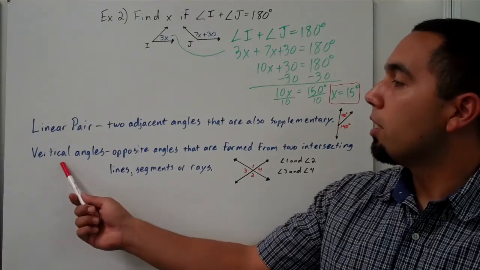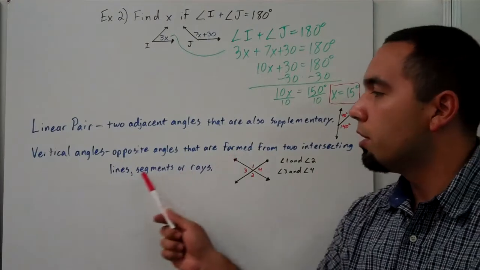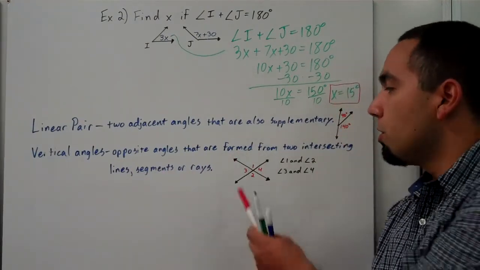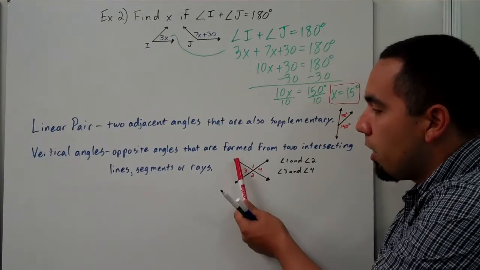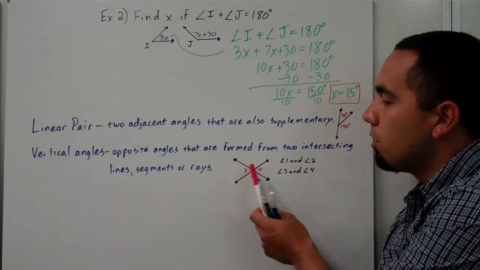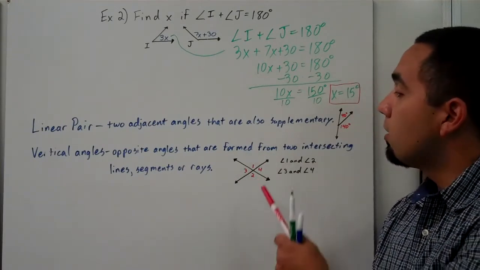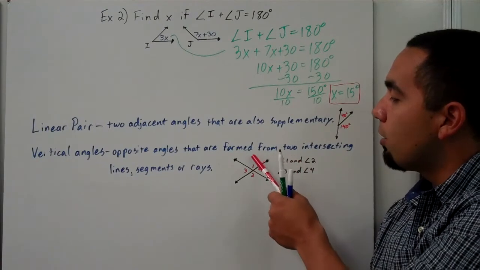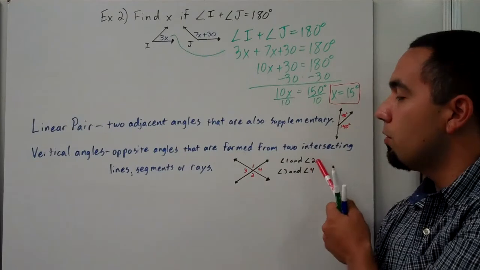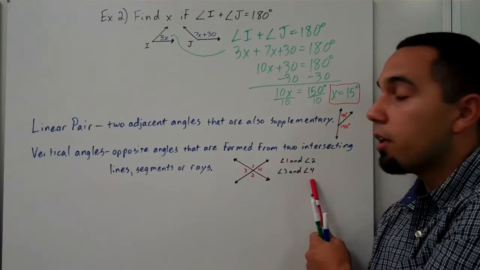We also have vertical angles. And vertical angles are opposite angles that are formed from two intersecting lines, segments, or rays. Okay? So you can see the drawing, just one example. I have a line here, I have a line here. I get four angles, 1, 2, 3, and 4, that are formed. And my vertical angles are the ones that are opposite each other. Okay? So angles 1 and angle 2, those are vertical angles. And angles 3 and angle 4 are vertical angles.